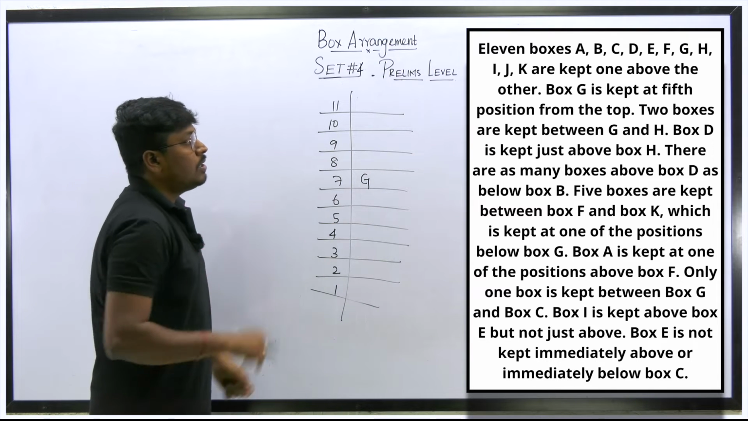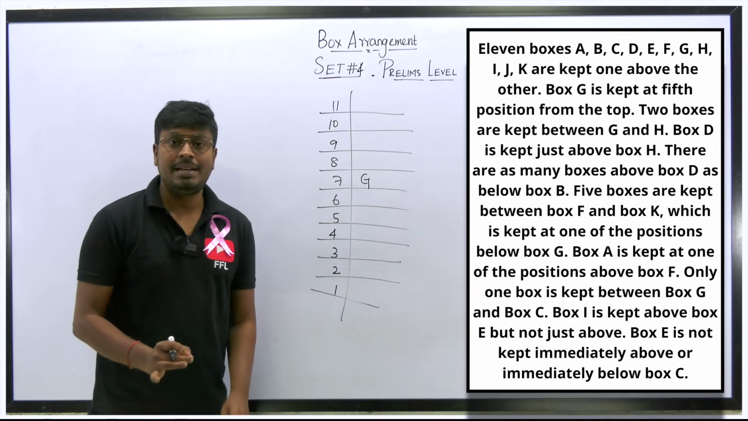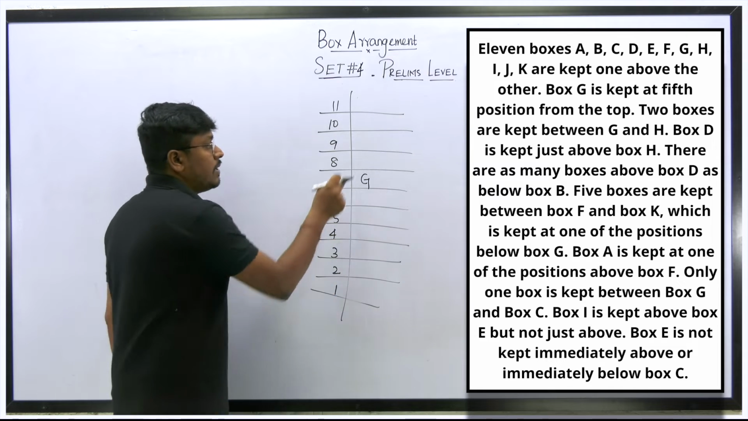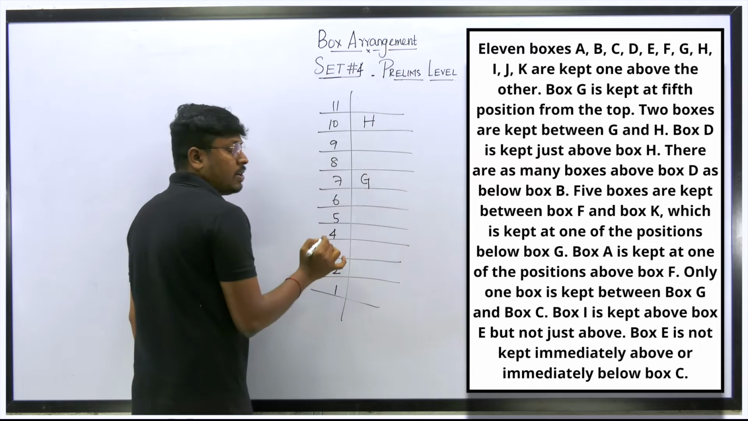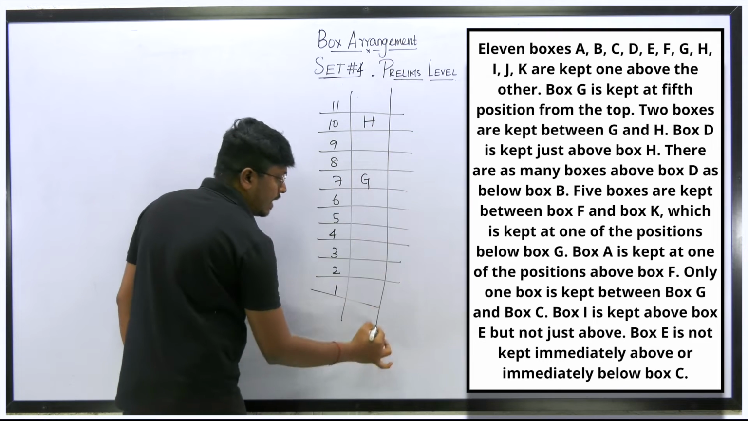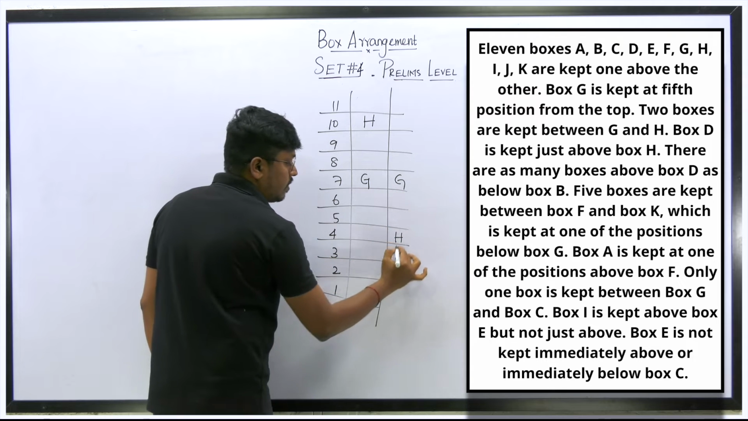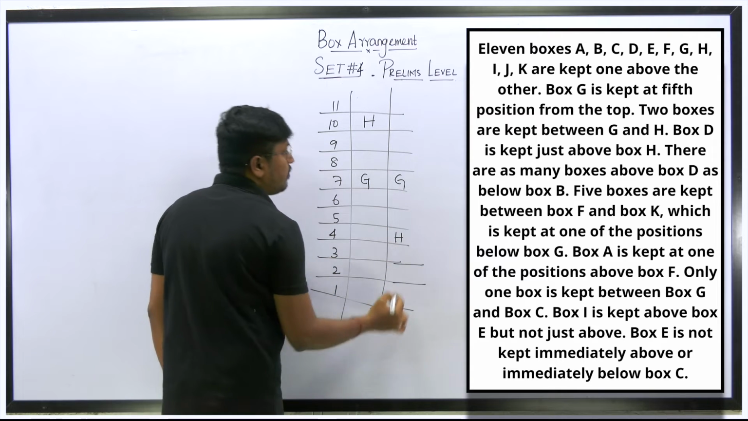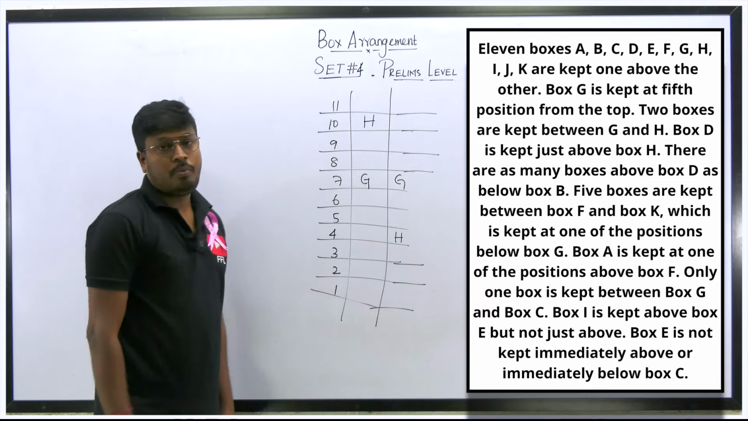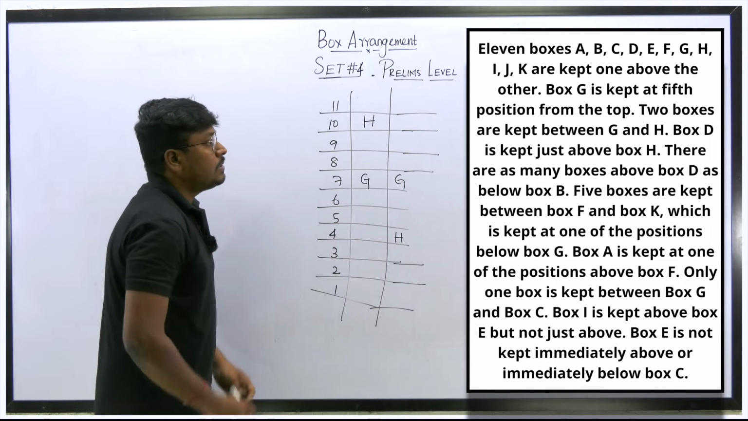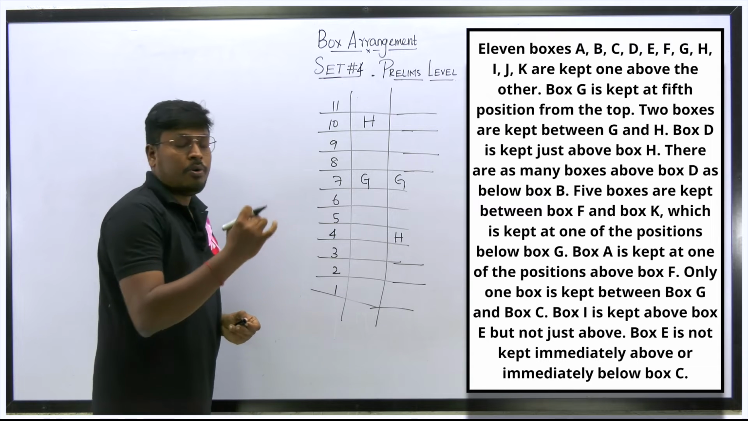Next point: 2 boxes are kept between G and H. So between G and H there is a gap of 2 boxes, 1 and 2. So this can be H, that is one possibility. Or else there is another possibility where we keep 1, 2, and this will be H. Understood or not? In both possible diagrams, you can see there is a gap of 2 boxes between G and H.